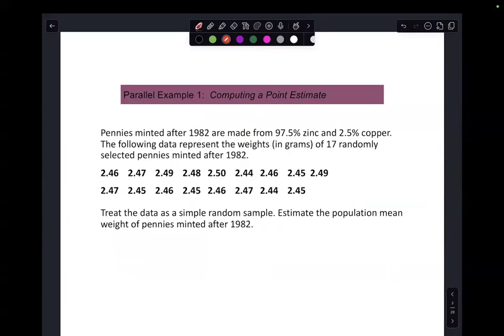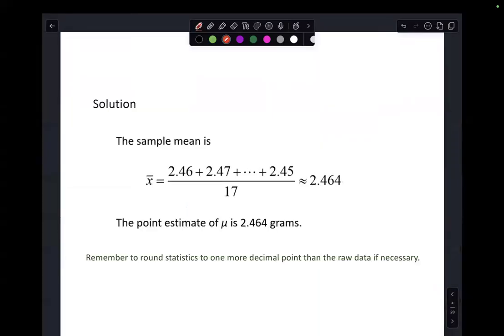So remember the pennies. We have pennies minted after 1982. They're made from 97.5% zinc and 2.5% copper. And here is the weight of 17 pennies that we randomly grabbed, and we're going to estimate the population mean. All we do is add them all together and divide by 17. So our point estimate would be 2.464. And I think the actual mean was 2.46, so this is a pretty good estimate.